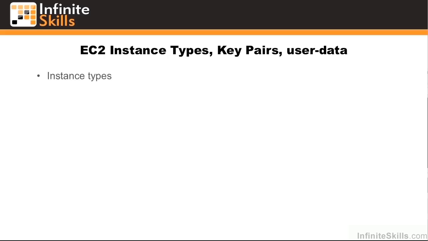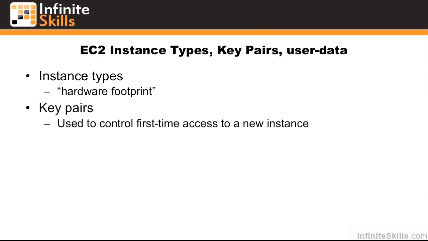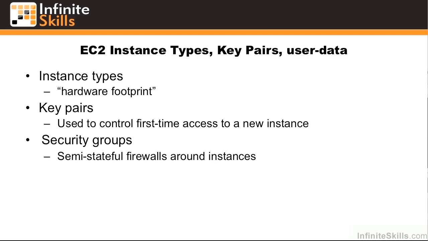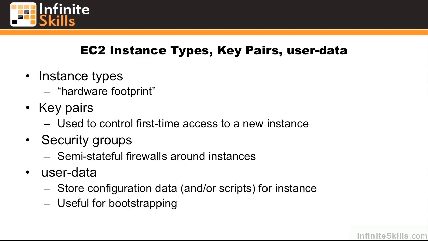In this chapter, we covered instance types, which are the hardware footprint, EC2 keypairs, which allow first-time access to the new instance, security groups, which are the semi-stateful firewalls around the instances, and user data, which stores configuration data and is useful for bootstrapping the machine.